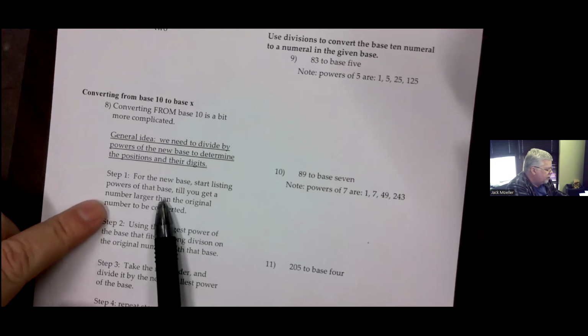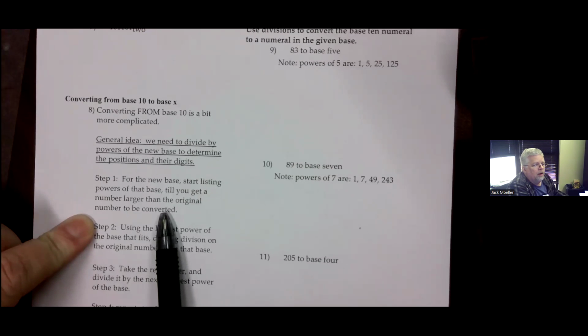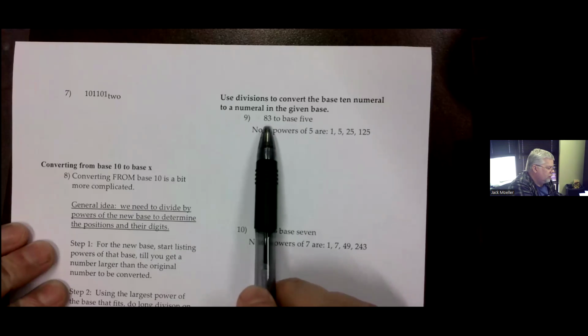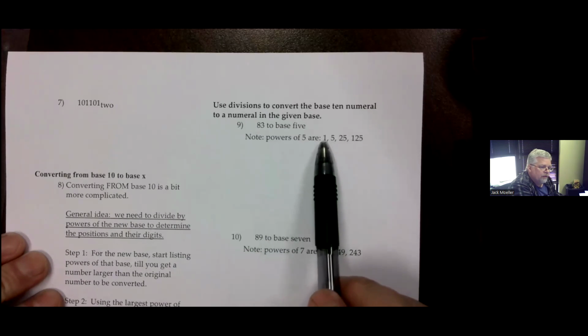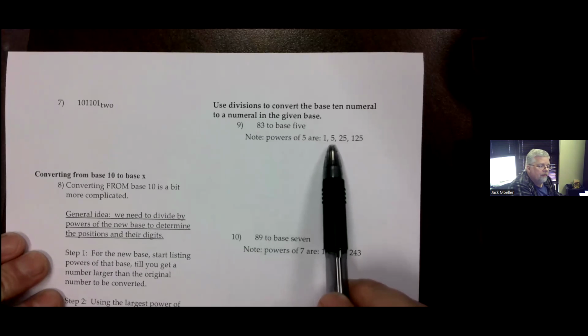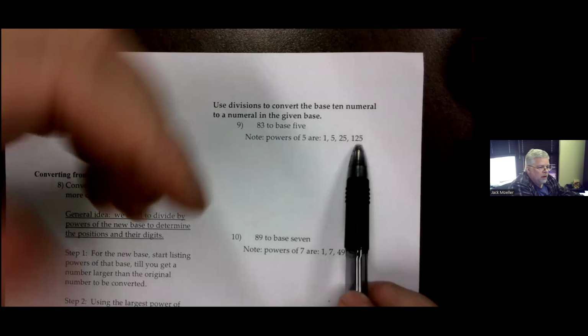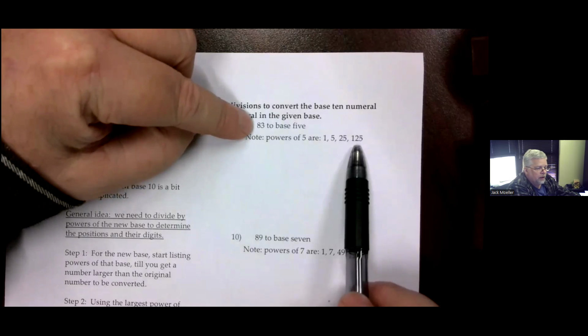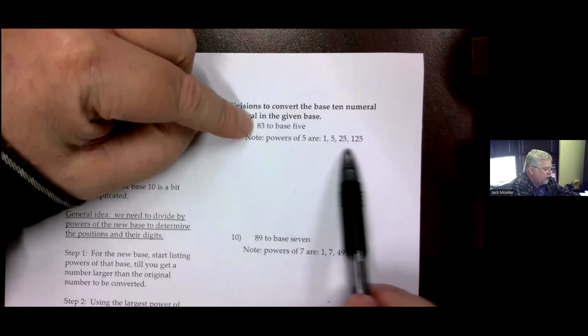Okay. So for the new base, we need to start listing powers of that base until we get a number larger than the original number to be converted. For example, if we're going to convert 83, and notice there are no subscripts, that's base 10, to base 5, we need our powers of 5. 5 to the 0 is 1, 5 to the 1st is 5, 5 squared is 25, 5 cubed is 125. Now we can stop because 125 is bigger than 83. So we don't need the 125. We need the 1, the 5, and 25, but we had to figure out how big to go.